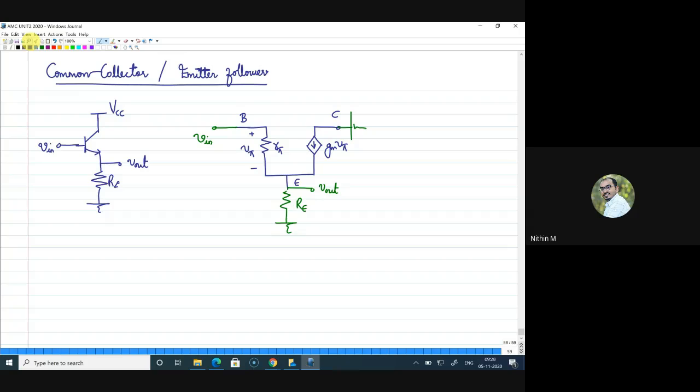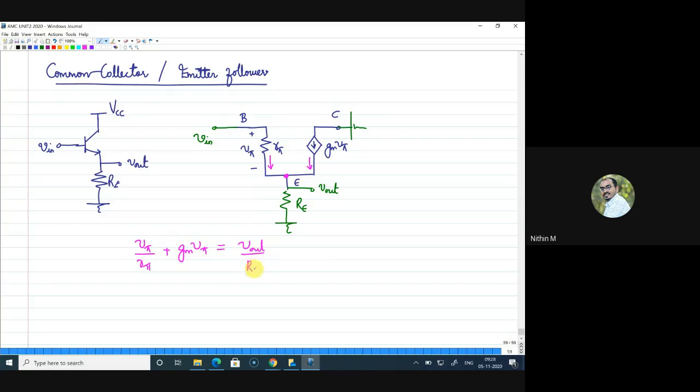I can write one equation here. If I apply a KCL at this node, let me mark this node. There is one current from this branch, another current from this branch, and that will give you a current at the output terminal. The current through the branch from the base is V pi by R pi, because V pi is the voltage and R pi is the resistance. So I'll write this as V pi by R pi, that is a current from this side, plus the current from the collector side, GM V pi, that is equal to V out by RE.